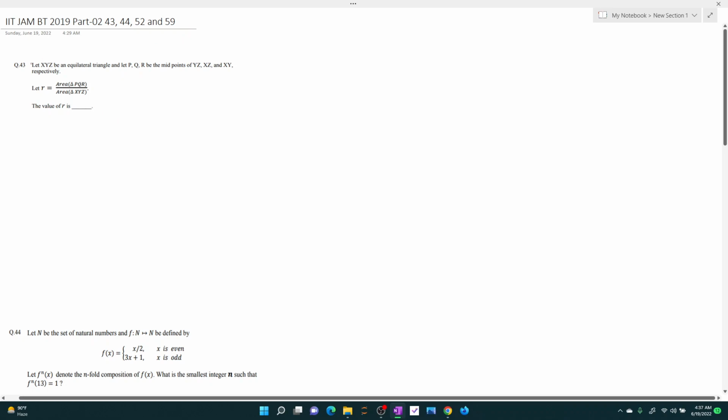So let's start with the question number 43, and it says that we have an equilateral triangle XYG. So when we say equilateral triangle, that simply means all three sides have the equal length and all three angles are equal, right? And then P, Q, and R are the midpoints, right? So P is the midpoint of line YG, Q is the midpoint of line XG, and R is the midpoint of the line XY. So let me join these points, right?